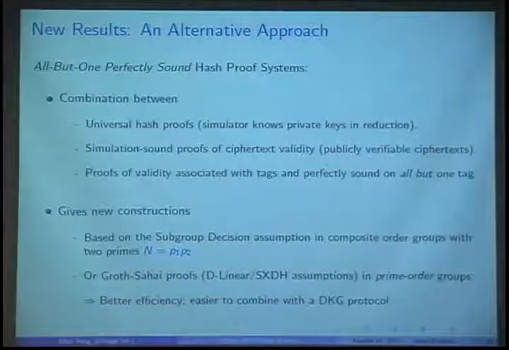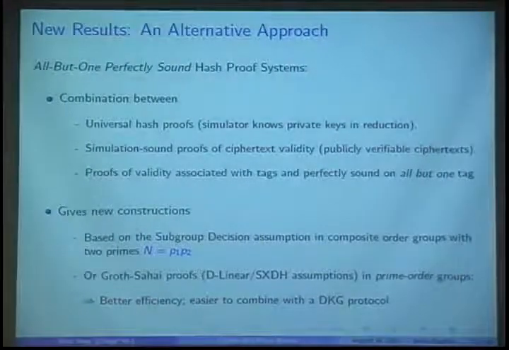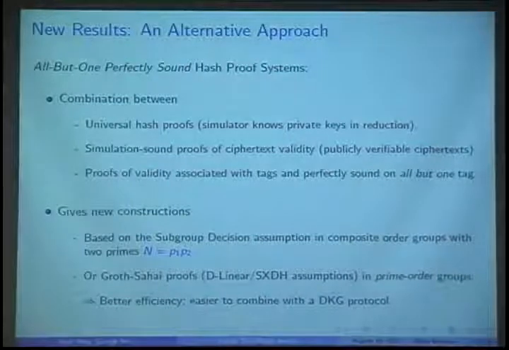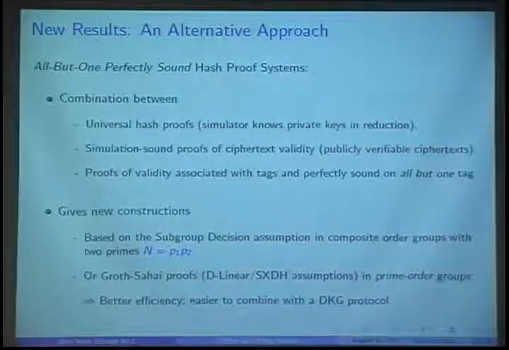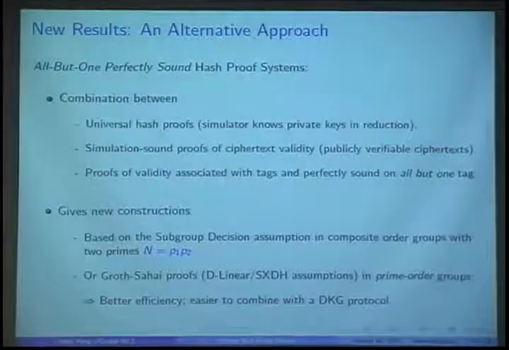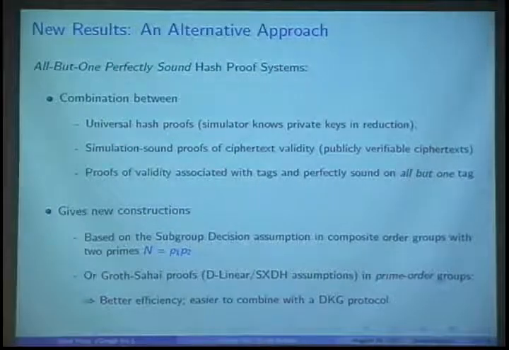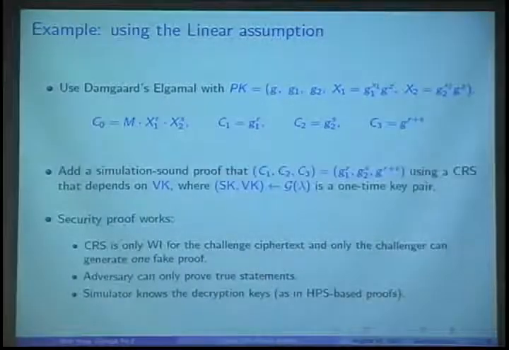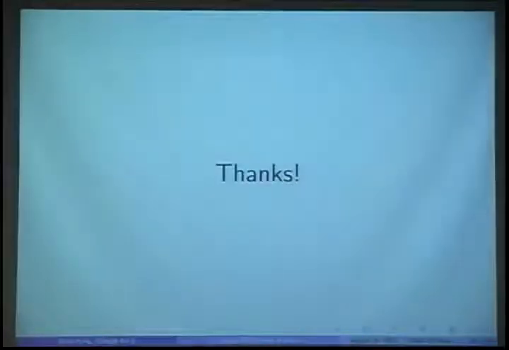So the second result, which is new, is an alternative approach. It uses a notion that we call all-but-one perfectly sound hash proof system, combining universal hash proofs of Cramer and Shoup, simulation soundness, and proof of validity that is associated with the encryption. And this abstract notion gives us a few implementations based on different algebraic structures, and thank you very much.